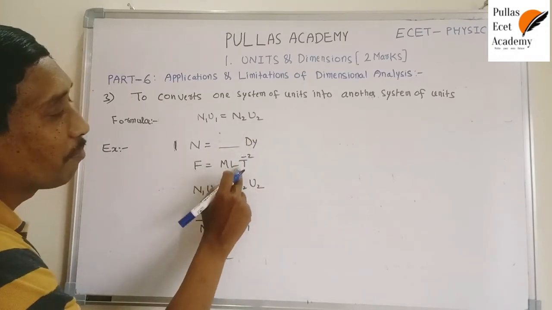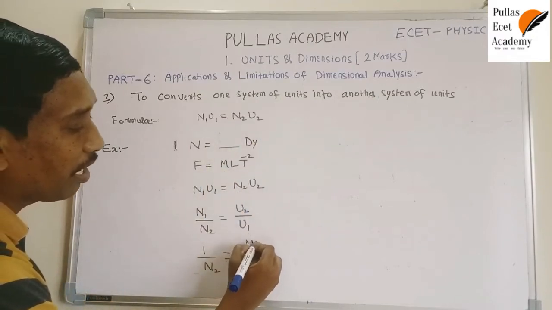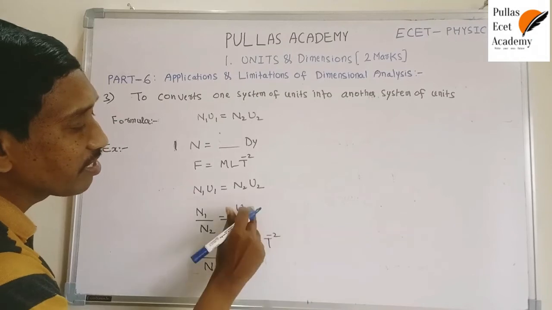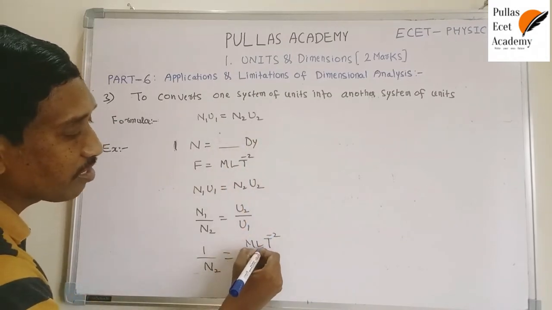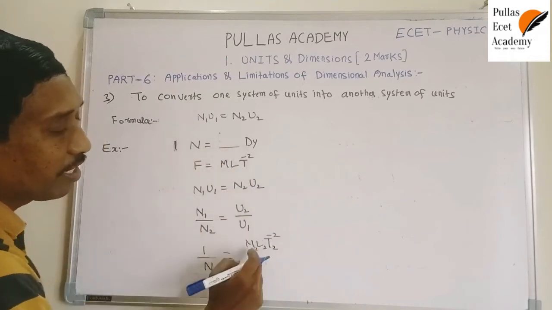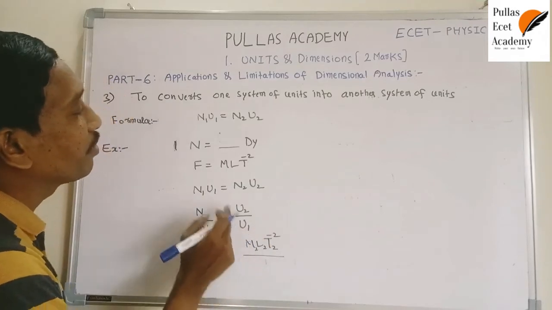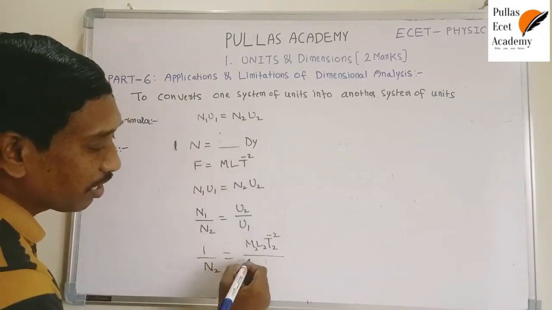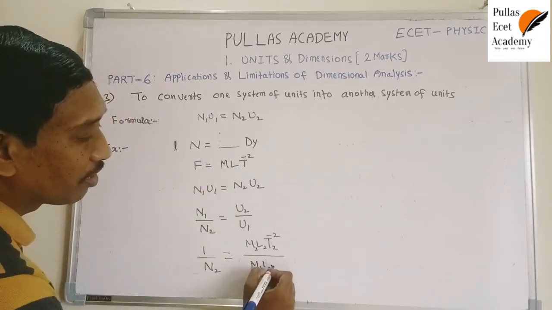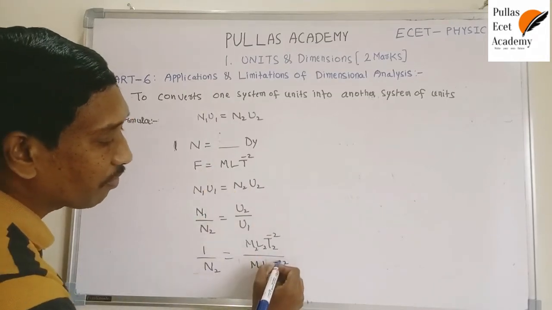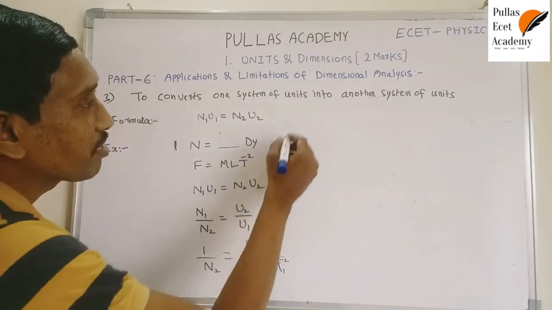What is the dimensional formula of force here? Dyne is the unit of force. The dimensional formula of force is M L T to the power minus 2. But this is the unit in the second system, where the quantities are represented by M2, L2, T2. In the same way, write u1. u1 is the unit in the first system, and the unit is also written in dimensional formula as M1 L1 T1 to the power minus 2. This is the procedure for applying these dimensional formulas.